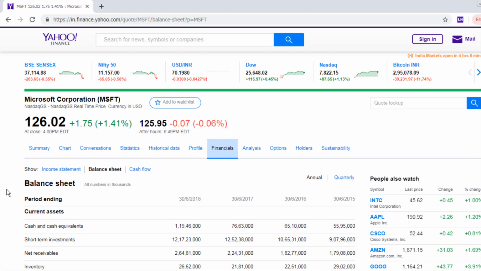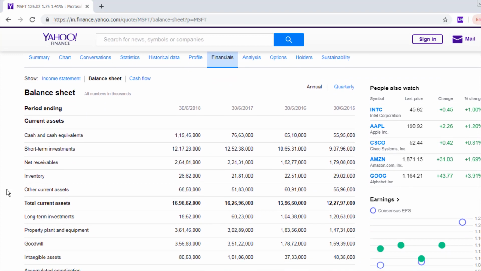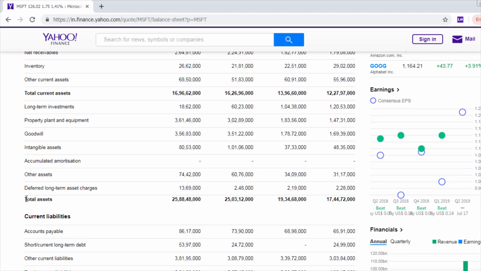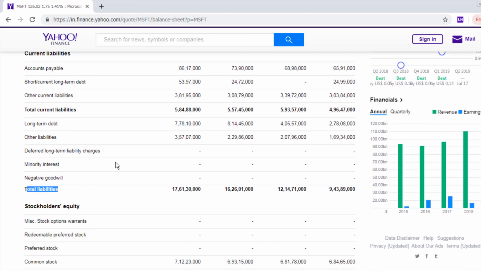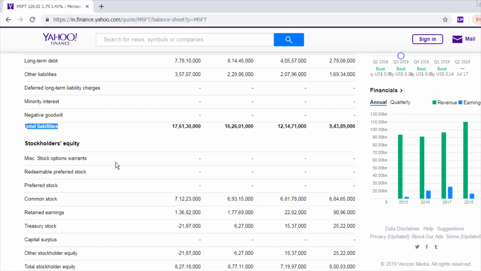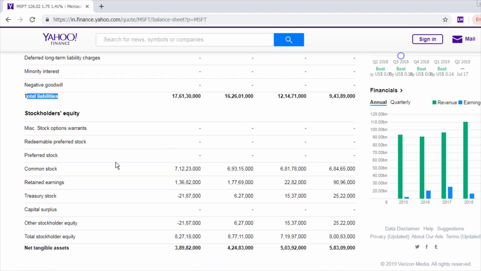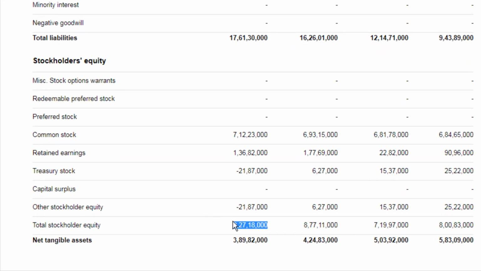Moving on, the balance sheet tells us about the total assets, then total liabilities, and finally, if we deduct liabilities from the assets, we get something called stockholders' equity, or popularly known as net worth. So the net worth of Microsoft is $82.7 billion as at the end of 2018.